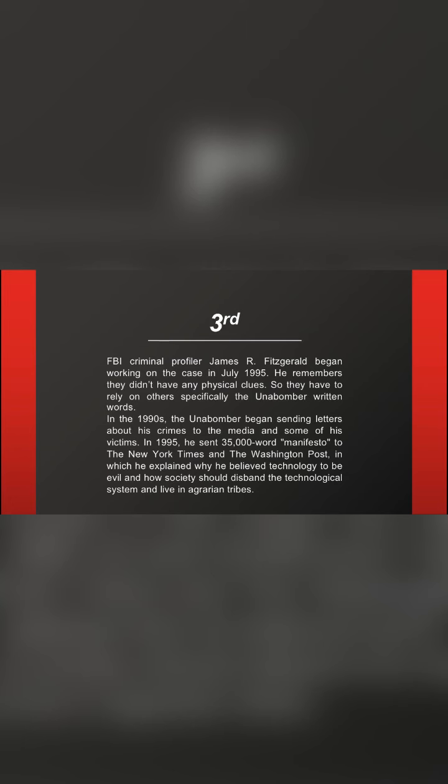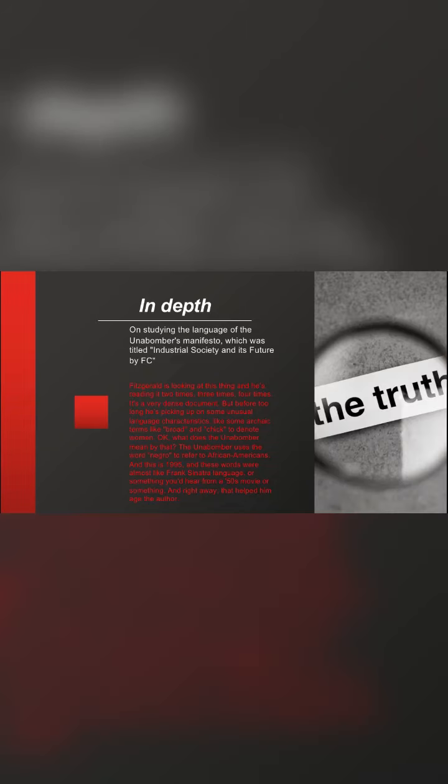In the 1990s, the Unabomber began sending letters about his crimes to the media and some of his victims. In 1995, he sent a 35,000-word manifesto to the New York Times and the Washington Post, in which he explained why he believed technology to be evil and how society should disband the technological system and live in agrarian tribes.